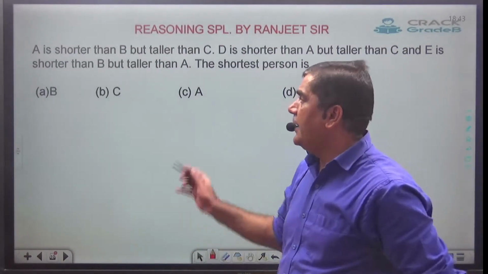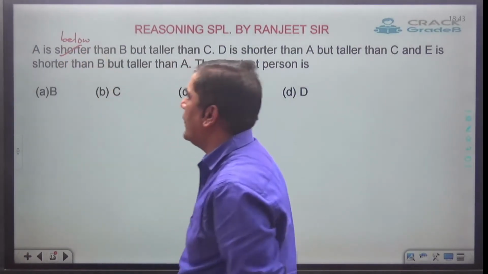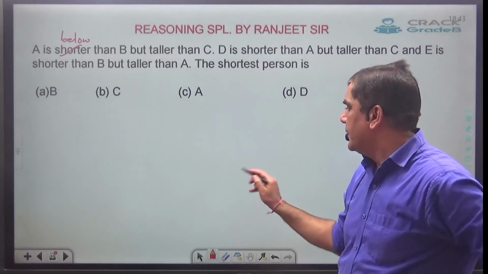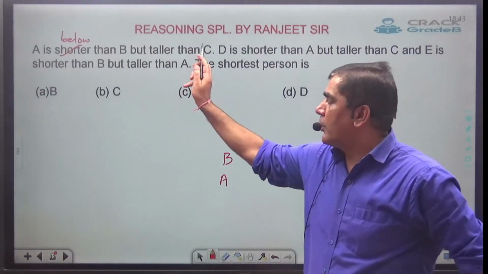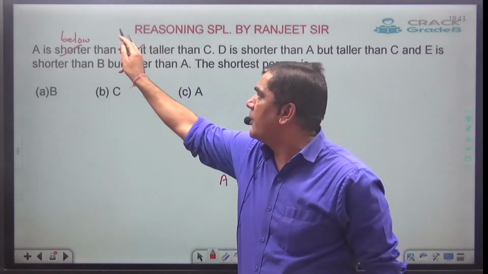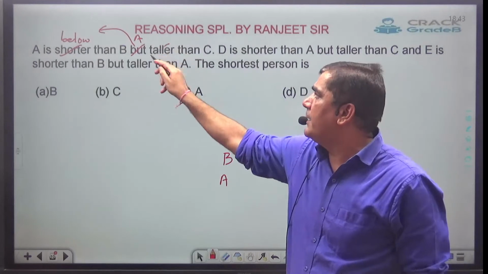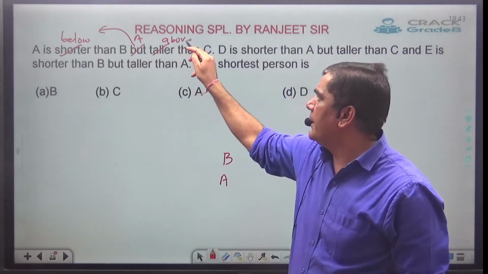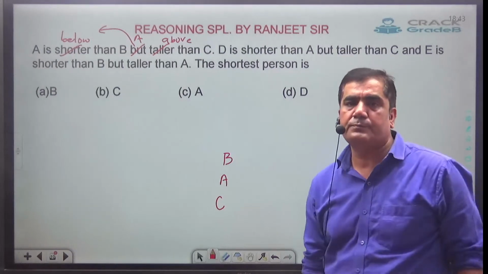Let's start. A is shorter. Shorter means what? Below. So A will be below B. So B is over here, so A will be below. Next one. But taller. But stands for A. So A is taller than C means A will be above C. So A will be above means C will be below.